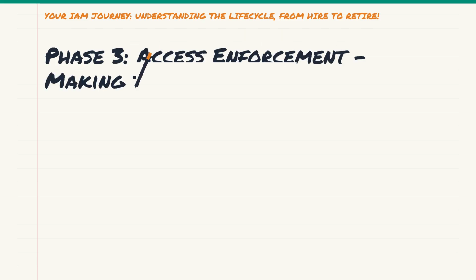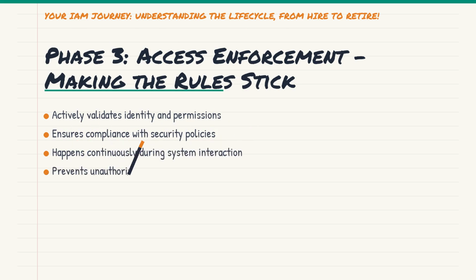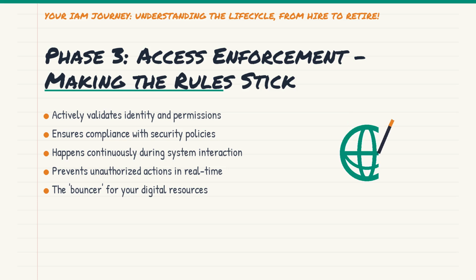Alright, once access is requested, approved, and provisioned, how do we make sure those rules are actually followed every single time? That's where access enforcement comes in. This is the stage where the system actively checks if an identity is who they say they are, and if they're actually allowed to perform the action they're trying to do. Think of it as the bouncer at the digital club, constantly checking IDs and making sure people only go into the VIP areas they're authorized for. It happens every single time someone tries to log in or access a resource.